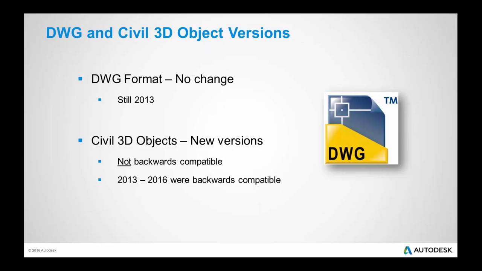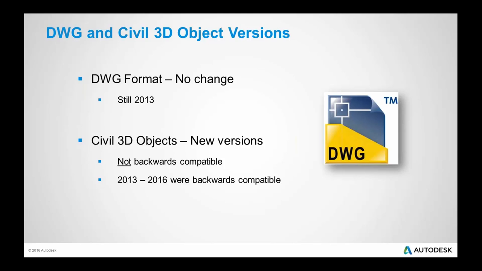And before we jump into some of the actual new features, I just want to discuss DWG versions a bit. So the DWG version has not changed, right? So we've had a 2013 version for the last 4 versions. That version is still there for DWGs. So the DWG format has not changed. As most of you know, that does not apply for Civil 3D objects. So those are a different thing.